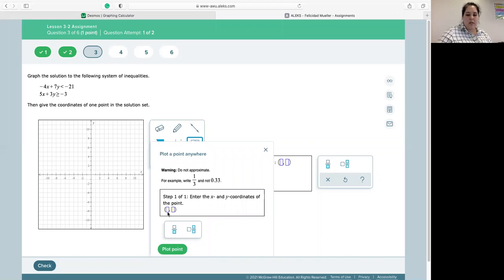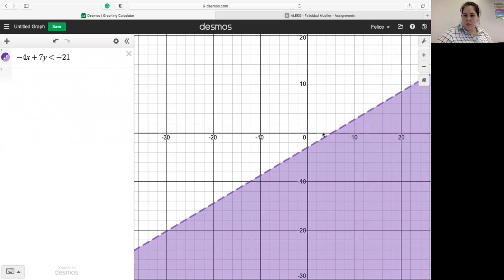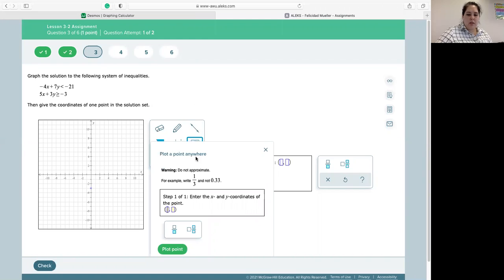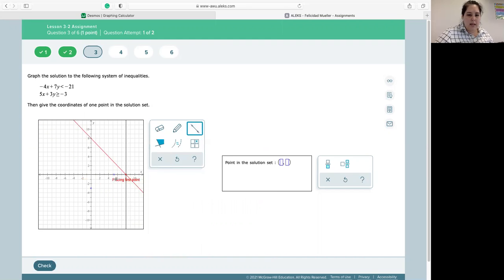We had 0, negative 3. And I do believe it was 5.25, comma 0. I'm going to plot that. I'm going to go ahead and draw my line. I'm going to go ahead and change it to a dashed line.